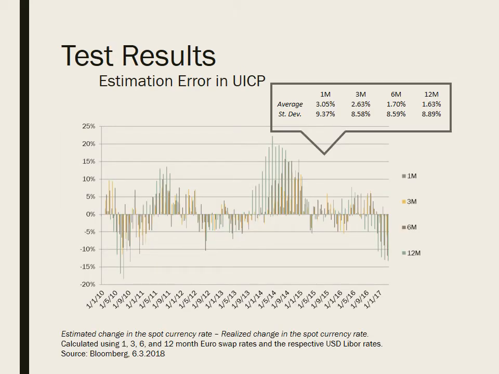In this graph, you can see the comparison between estimated changes in the spot currency rate and the realized change in the spot currency rate. The graph shows different estimation errors of UIP when using 1, 3, 6, and 12-month rates respectively. Both the estimation error average and the standard deviations are quite high, showing that the uncovered interest rate parity condition does not usually hold in practice.